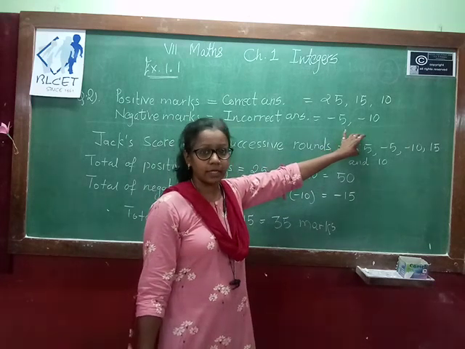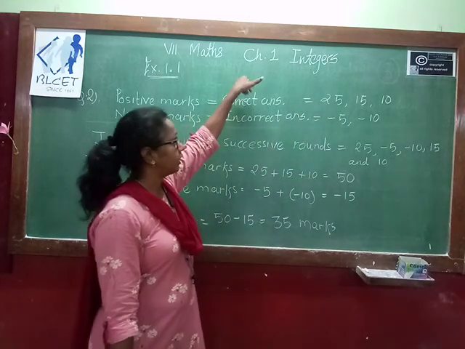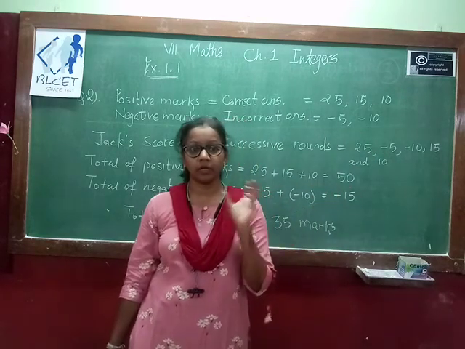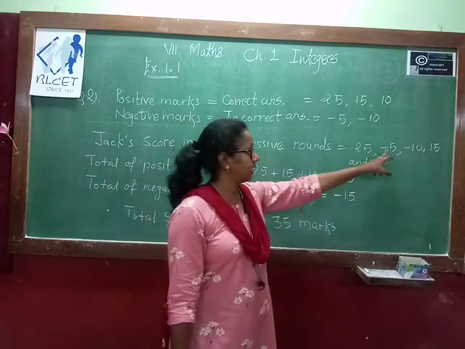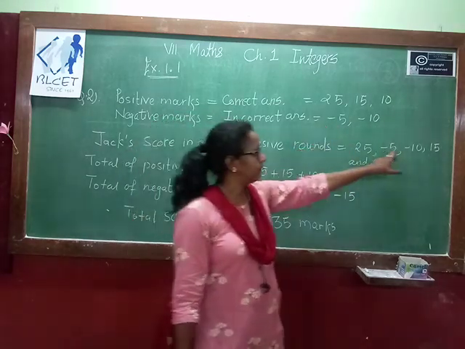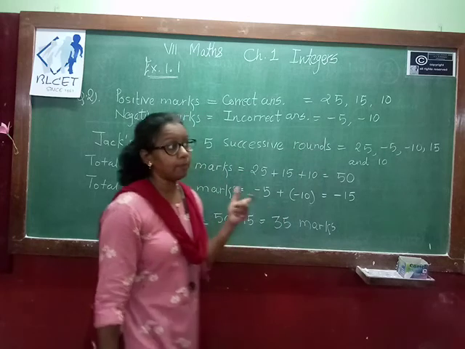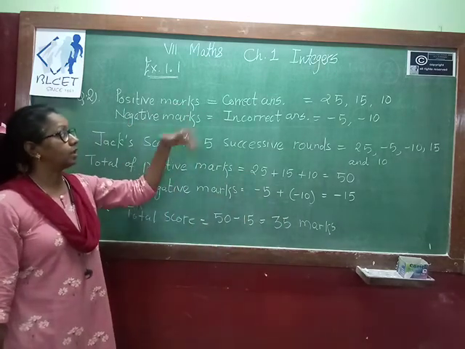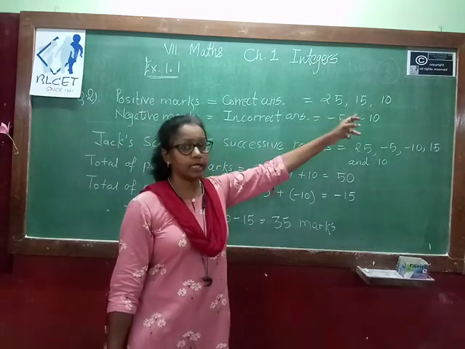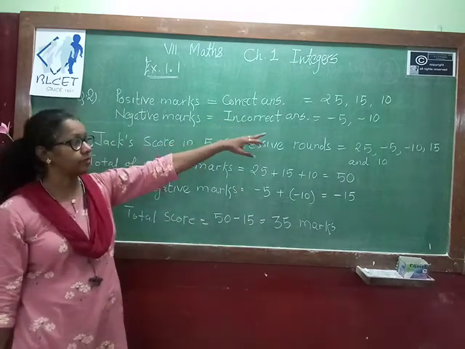So in 5 successive rounds, whatever score was got by Z, it was 25. Means he has given 25 correct answers. So 25 is positive, so we write 25 in front of positive marks. -5: 5 questions he has given the wrong answer, so he was getting negative marks. That is -5, that we write in front of negative marks. -10 negative marks. 15 and 10 positive marks. So the total positive marks, or you can say total correct answers he has given, are 25, 15 and 10. In 3 tests he has given this many correct answers and incorrect -5 and -10.